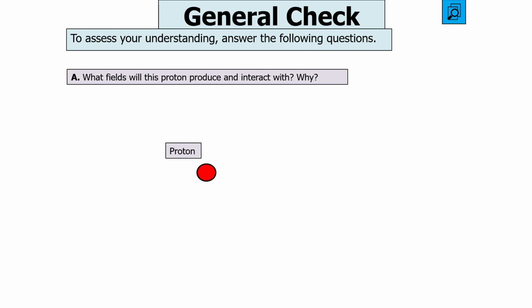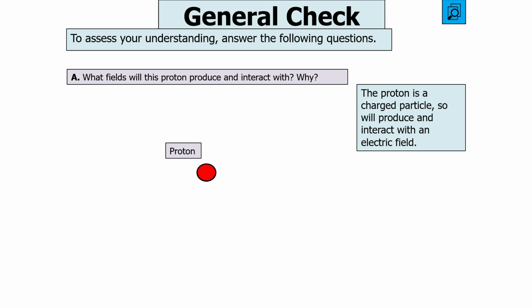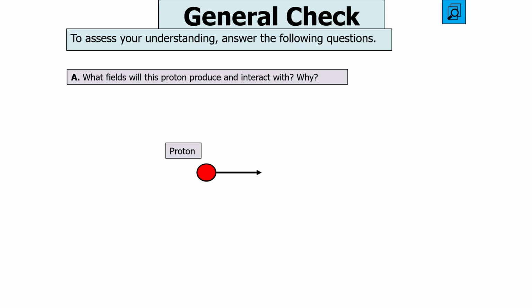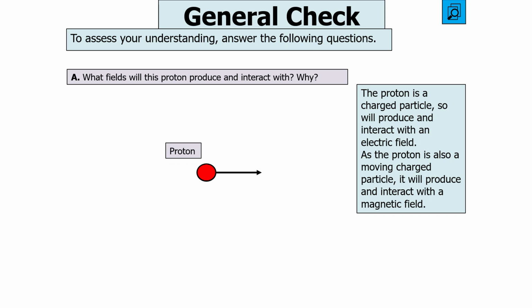What fields will this proton produce and interact with, and why? The proton is a charged particle, so it will produce and interact with an electric field. As the proton is a moving charged particle, it will also produce and interact with a magnetic field.